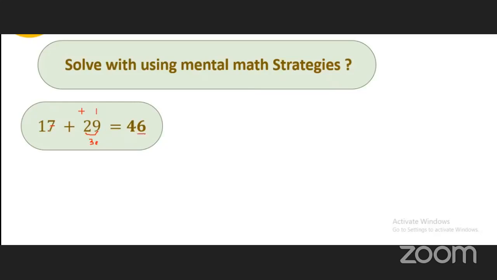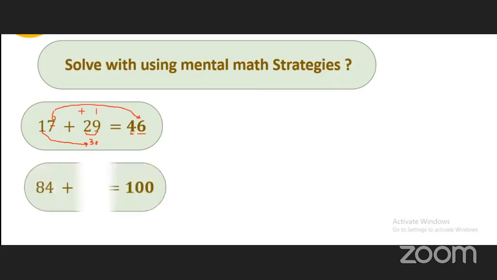وبعد كده هنعمل إيه؟ 1 بلس 3 يدينا 4. تاني ال 29 خليتها 30. When we add 1, take 1, add 1, take 1 from unit, from ones. أوكي, so 7 will be 6. I write 6 at once. Then 1 plus 3 equal what? Equal 4. This is meant.